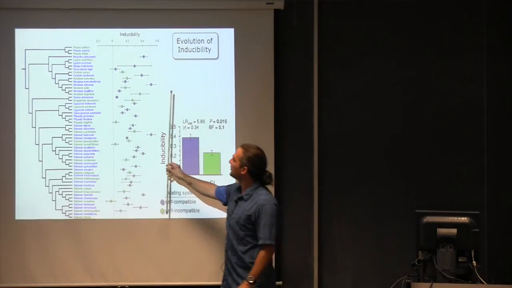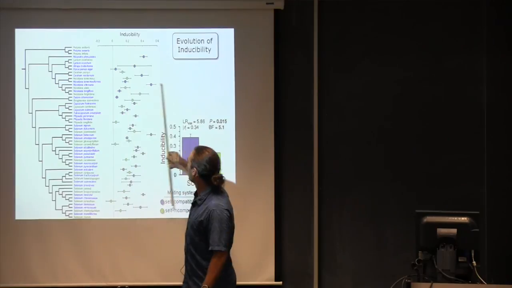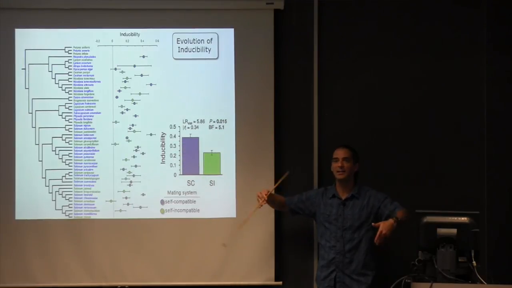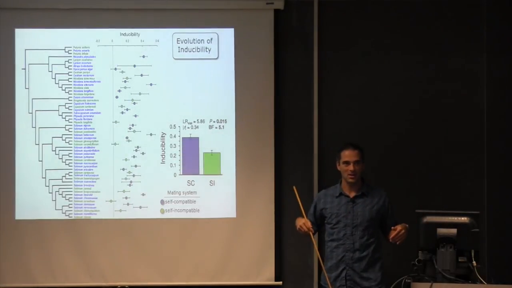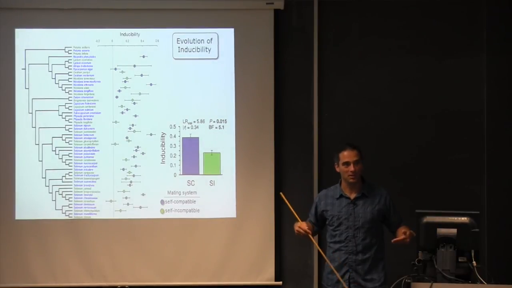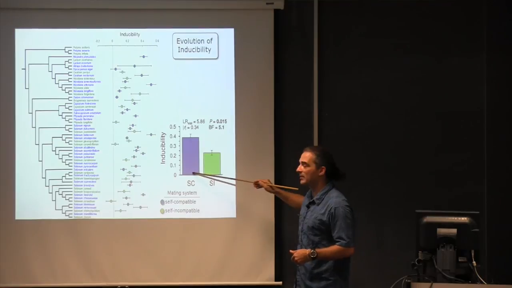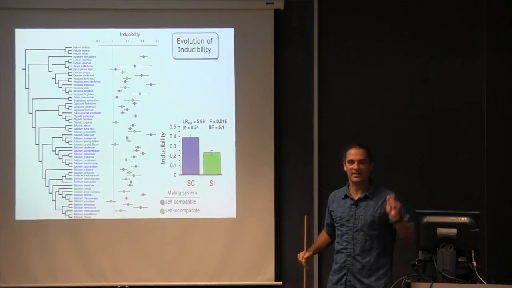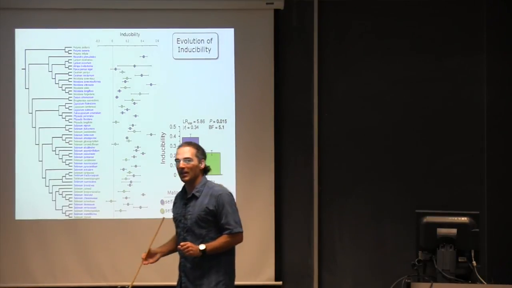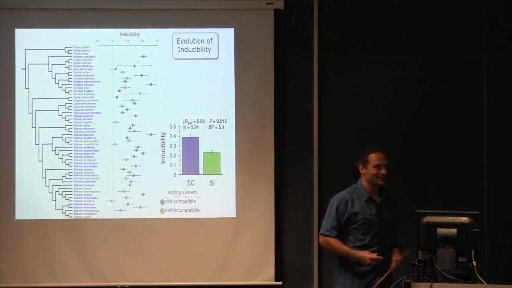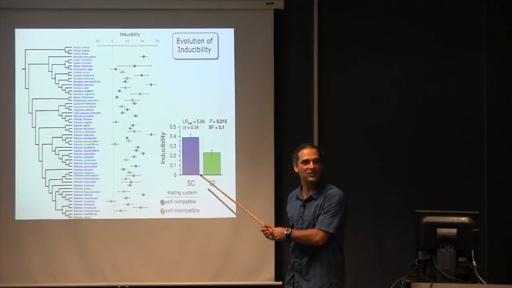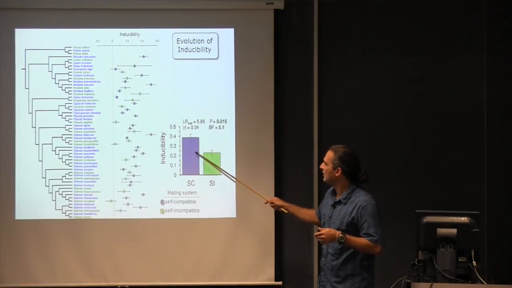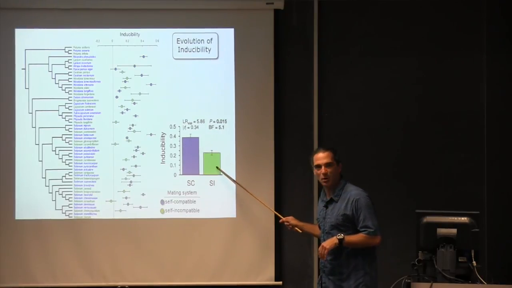Now, if you blur your eyes here, you see that very strong shift of the blue ones to the right. And this is reflecting that if you look at inducibility, which is the magnitude of change in resistance after the plant was attacked by an herbivore, right? After resistance is induced, then self-compatible species have a much stronger induction than self-incompatible. And this was a big surprise. I had never expected that. So let that sink in a little bit. Self-compatible species, so those who sometimes inbreed, right? May or may not, but sometimes inbreed, are more strongly inducible than those that never inbreed.